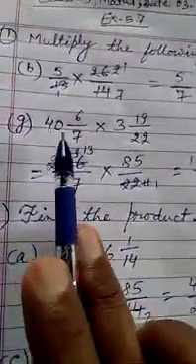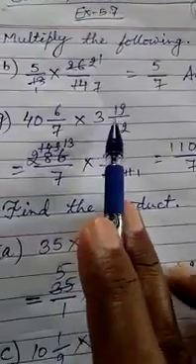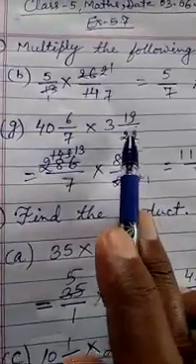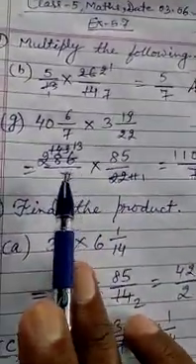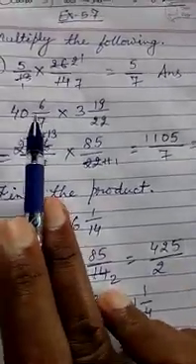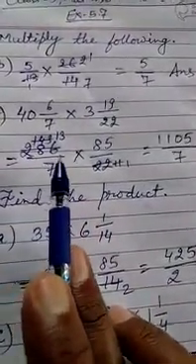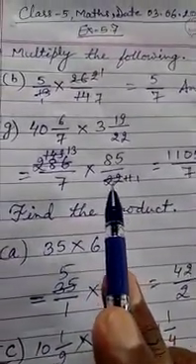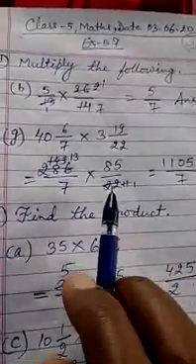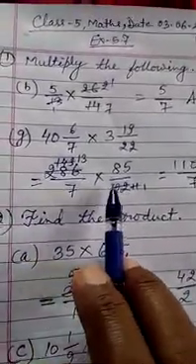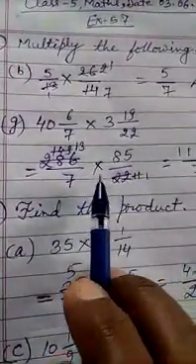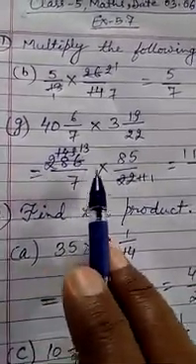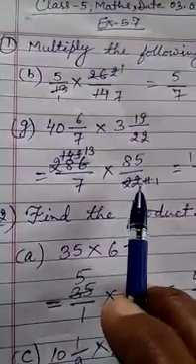Another question you see: 40 whole 6 by 7 into 3 whole 19 by 22. These are mixed fractions. So first of all you convert these fractions into improper fractions. 40 whole 6 by 7 is converted into 286 by 7, and 3 whole 19 by 22 is converted into 85 by 22. Now what will we do? First of all we will divide numerator with denominator here, and after that we will multiply. You know 286 and 22 are both even numbers, so an even number can always be divided by 2.